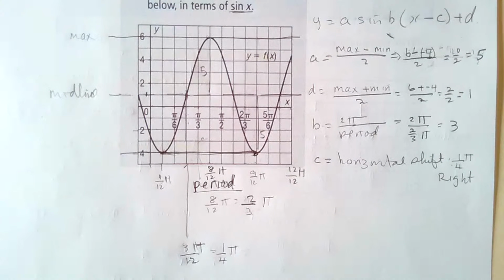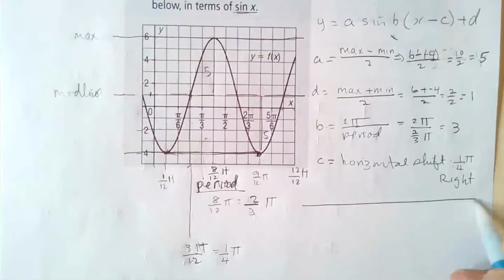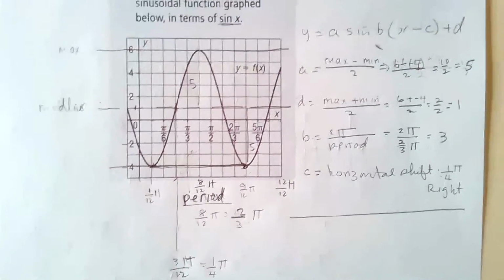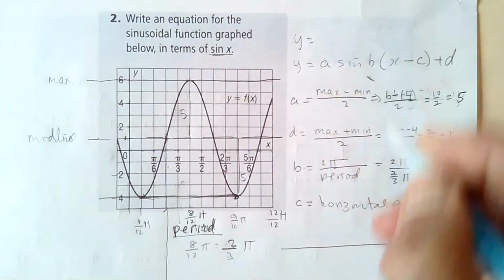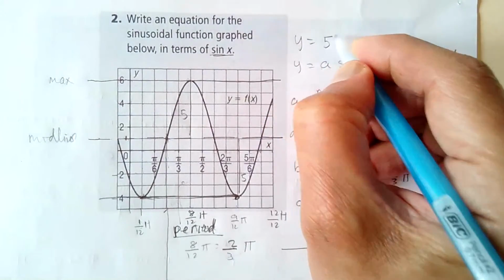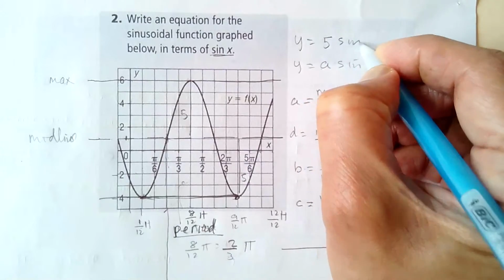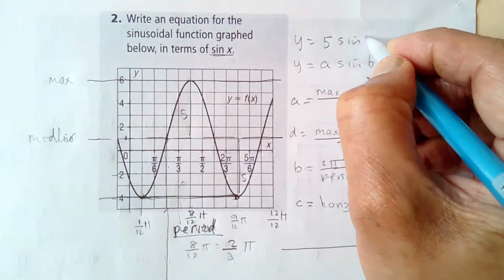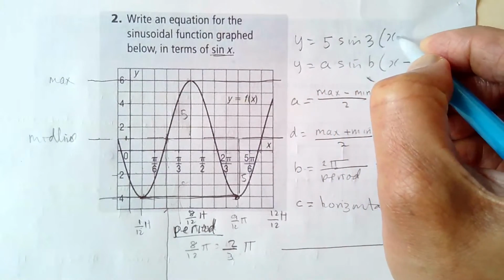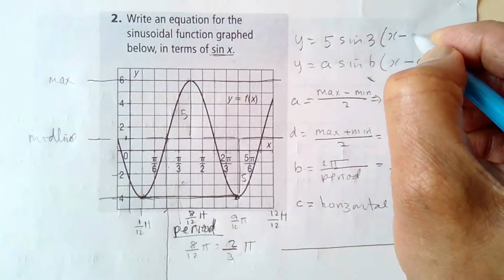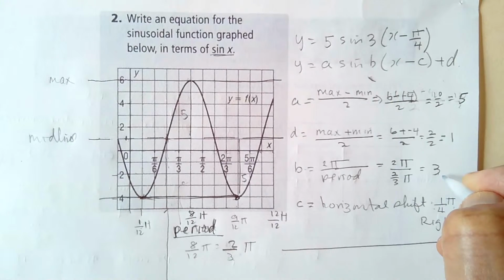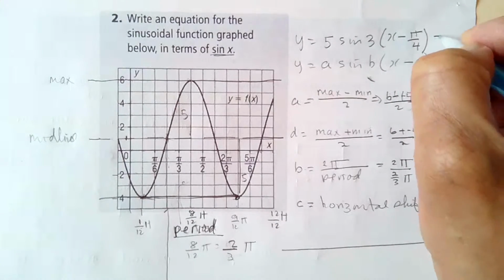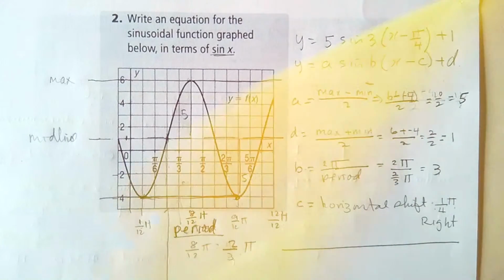So there are our values. So a possible equation then, you can write it up here: y is equal to, A is 5, sine 3, which is our B, x minus a quarter, so we can put pi over 4, close bracket, and our vertical shift is plus 1. So that's our equation.